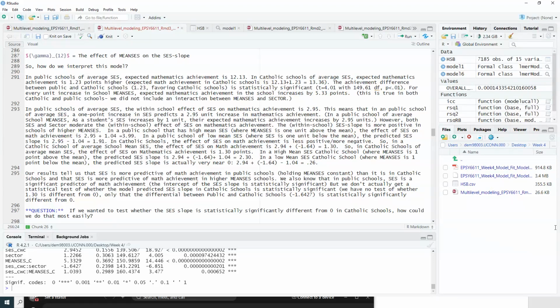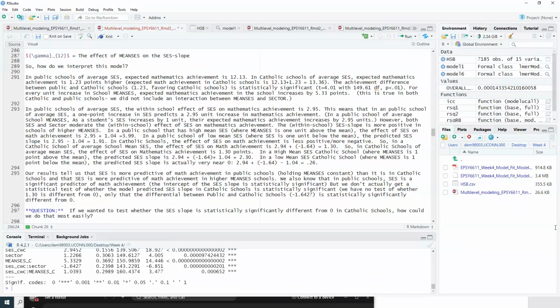But SES and sector both moderate. I have cross-level interactions. They both moderate the within school effective SES on math achievement. So the within school SES slope is more positive in schools of higher SES, higher mean SES. How do I know that? Well, again, if you look at our summary, we've got 5.3329.